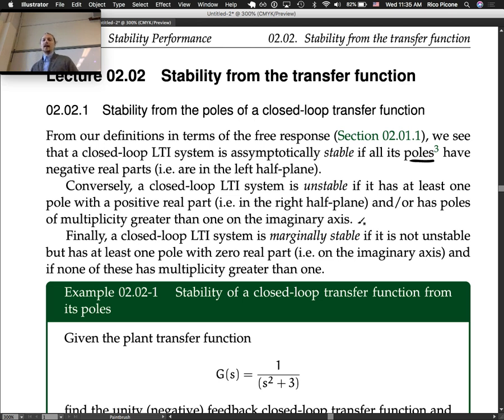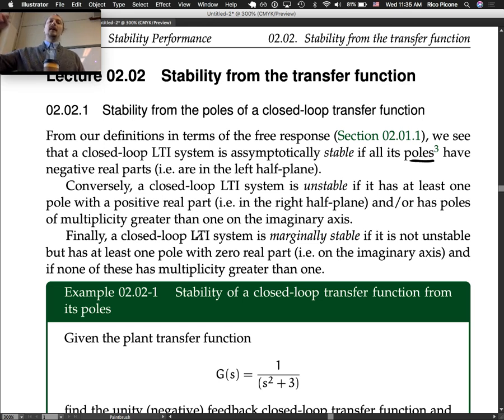So, stable if all of its poles are in the left half plane. And what's the left half plane? That's the complex plane, right? So the negative real part is in the left half plane because real is the x-axis. Conversely, a closed loop LTI system is unstable if it has at least one pole with a positive real part. So at least one with a positive real part.